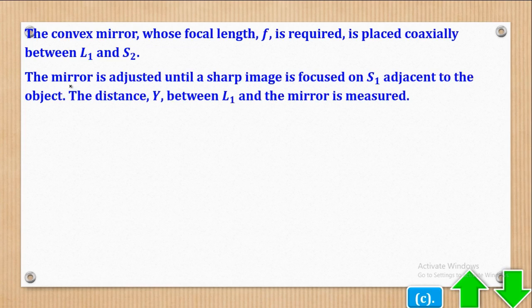Then we shall say that the mirror is adjusted until a sharp image is focused on S1. Remember that the mirror will reflect light rays back to where they came from. So a sharp image will be focused on S1, which is the object screen, adjacent to the object, and the distance y between L1 and the mirror is measured.